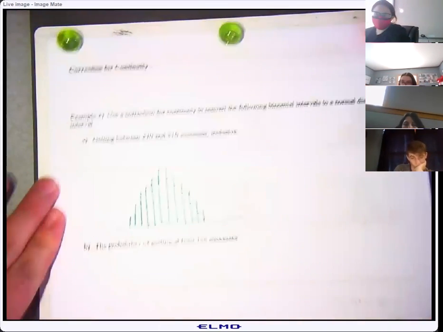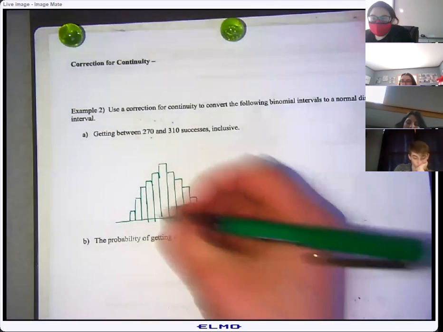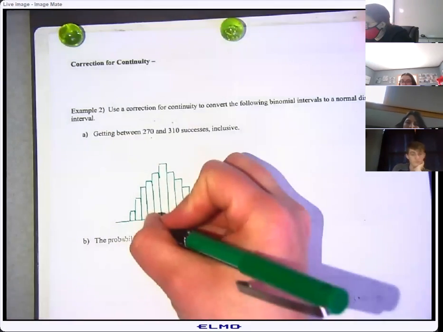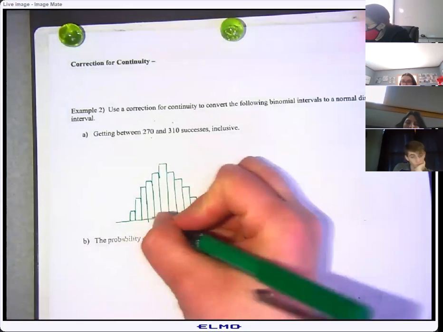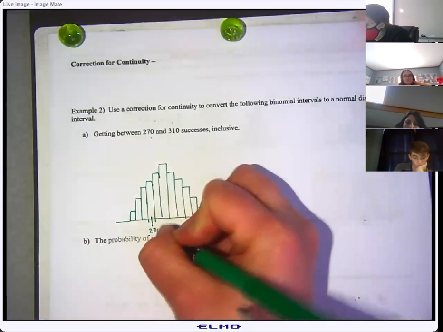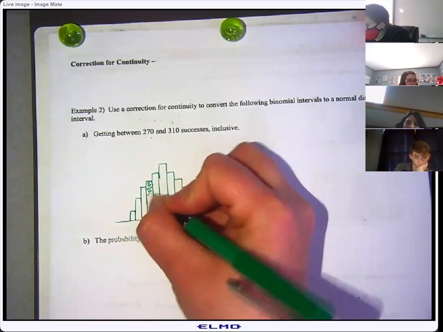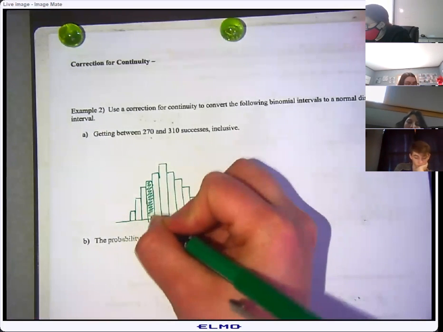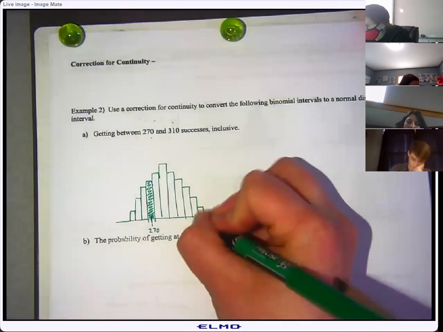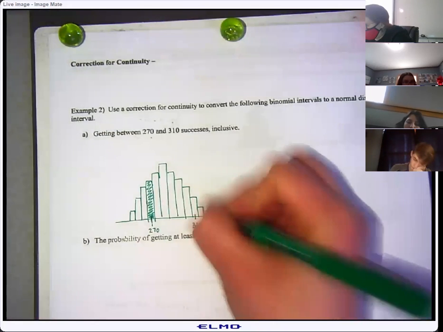So let me see if I can explain this well. And this is really one of those days, guys, where if you don't understand this, you need to speak up because I'm nervous I'm not going to do this justice. Let's say that this whole bar right here is 270. This bar represents anybody getting 270 whatevers. And this bar over here is 310.